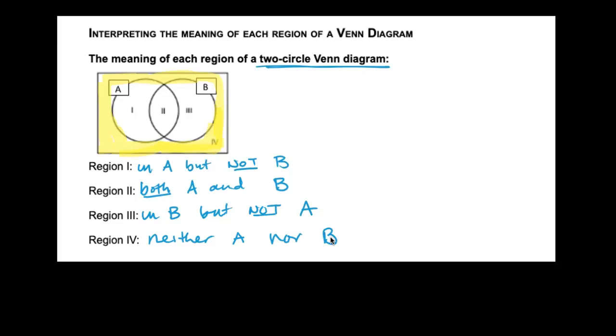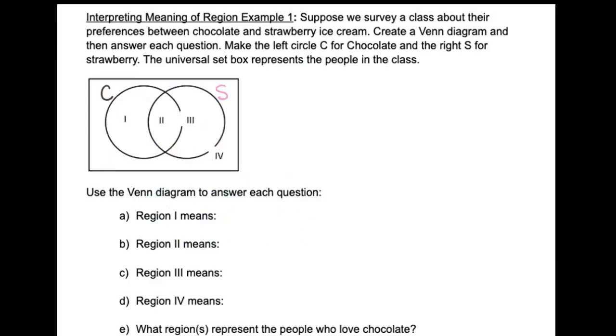So let's look at an example where we put some context or a little story problem associated with our Venn diagram so we can make a little bit more sense of this. So in example 1, suppose we survey a class about their preferences between chocolate and strawberry ice cream. Create a Venn diagram and then answer each question. Make the left circle C for chocolate and the right S for strawberry. The universal set box represents the people in the class.